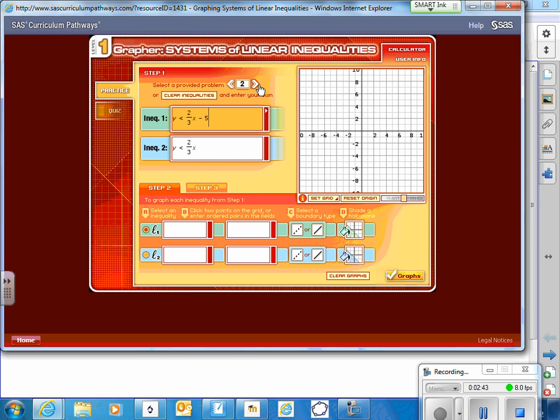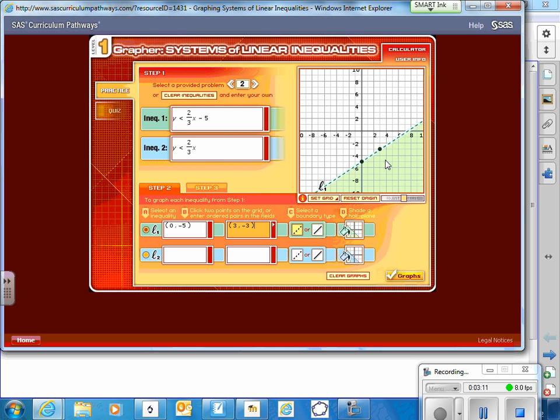Let's check problem number 2. Y is less than or equal to 2/3 x minus 5. So I start at negative 5 on the y-axis. Go up 2 over 3. Now it says less than, but not less than or equal to, so it's a dotted line. I'm going to shade below because it says less than.